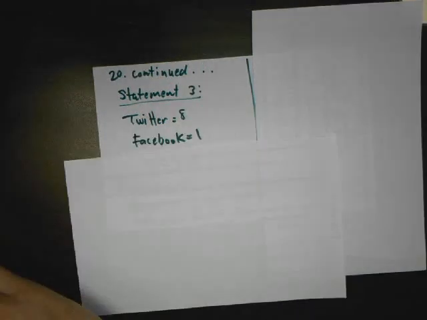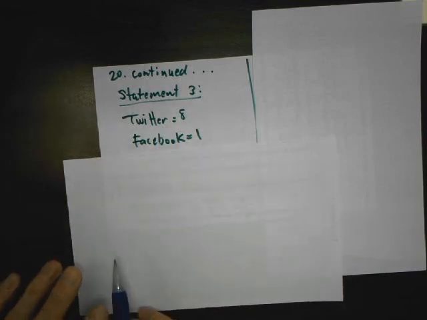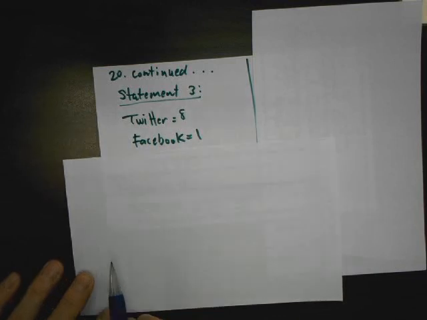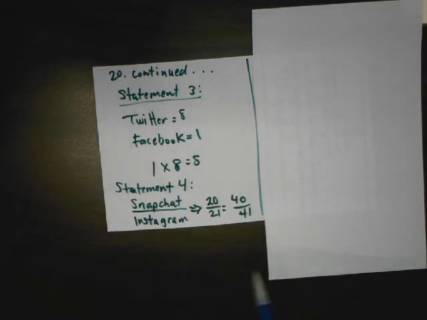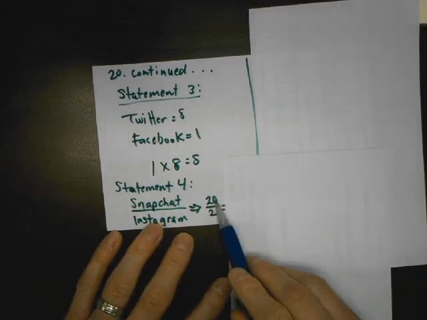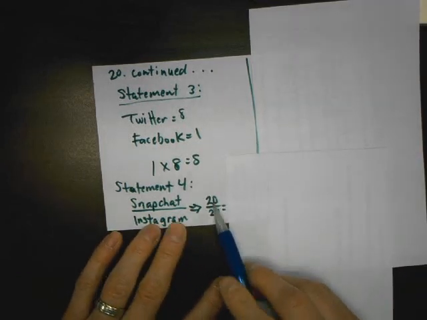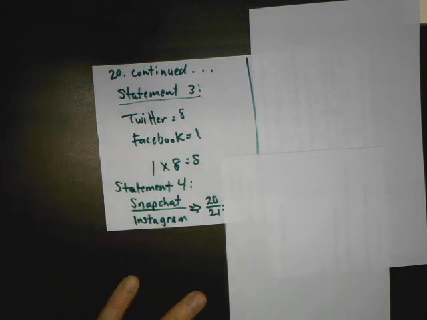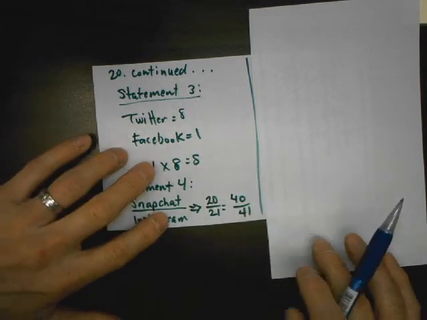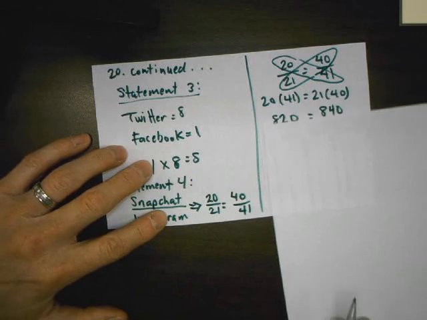Statement 4 says, for every 40 students, 41 prefer Instagram. Okay, so now on the table, we see that 20 prefer Snapchat, 21 Instagram. So that's our ratio of Snapchat to Instagram. So the question is, is it true that 40 students would prefer Snapchat out of 41 Instagram? So I set up a proportion again, just like I did the other one. I cross-multiply to see if I get the same thing. I see they're not. Or if I just multiplied by 20, I wouldn't multiply exactly by 20 to get this. So that doesn't work either way. So that's not the same.